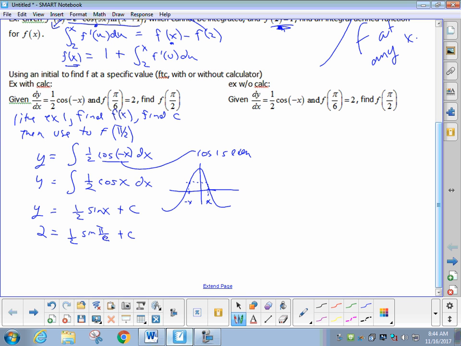What's sine of pi over 6? 1/2. So altogether, that's 1/4. What's 2 minus 1/4? 1 3/4 or 7/4, whichever you prefer. Do you all agree? Okay. Therefore, y is 1/2 sine of x plus 7/4.